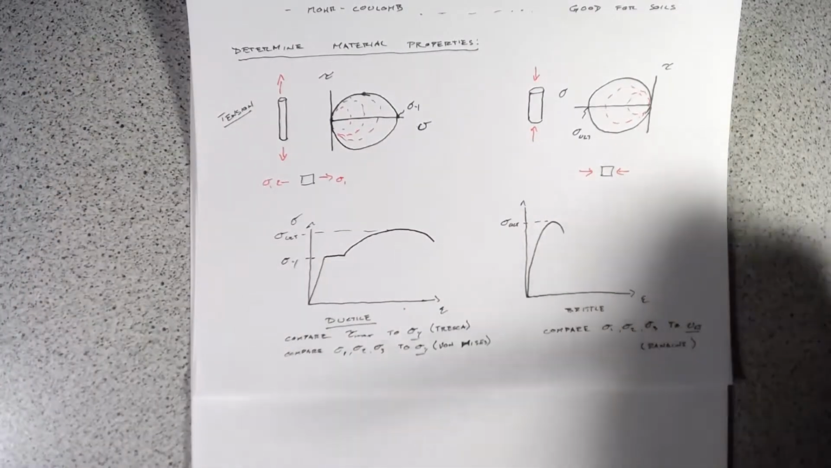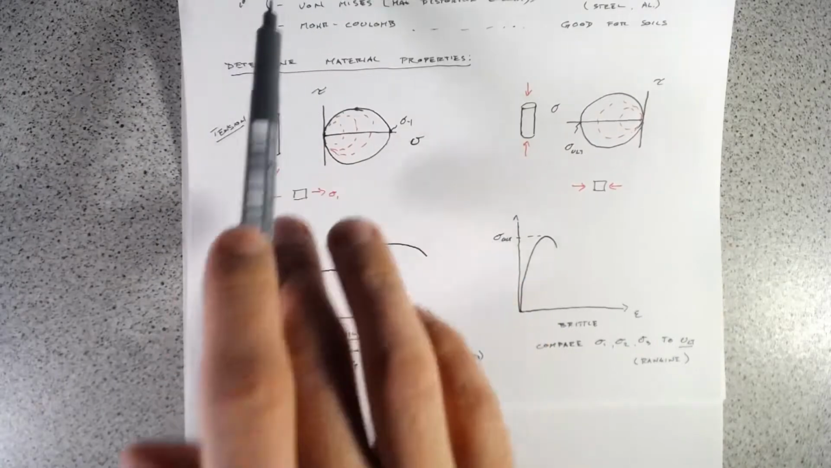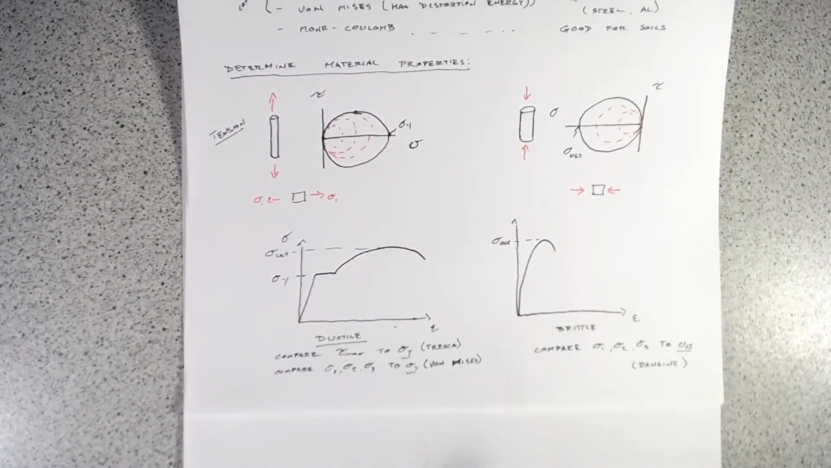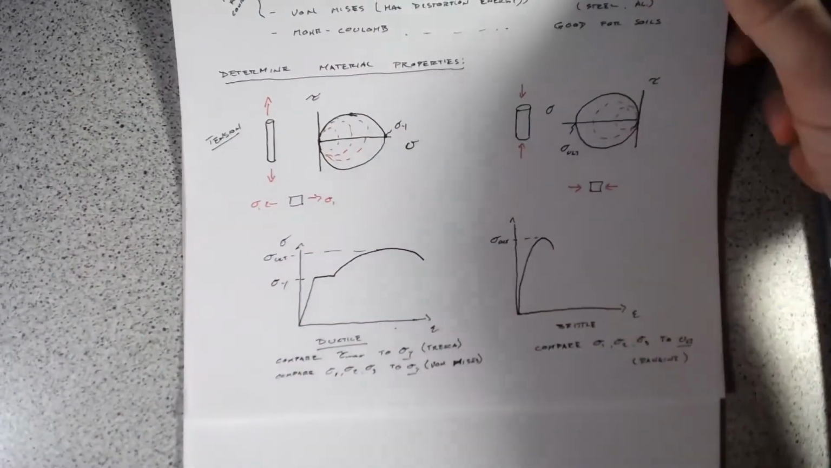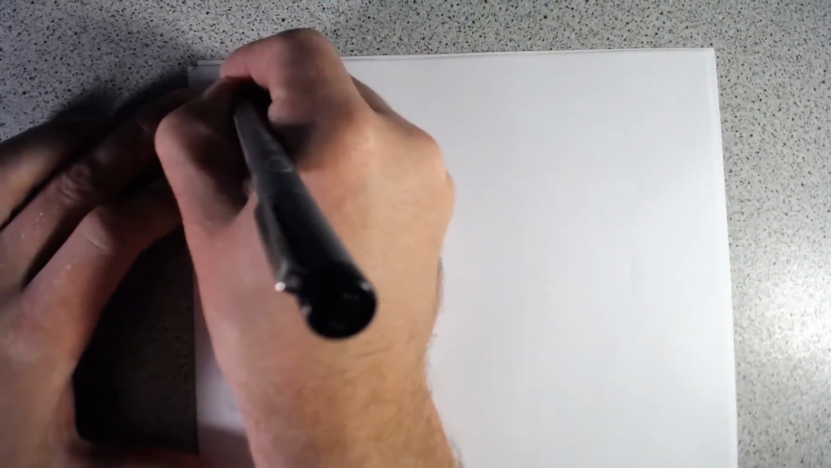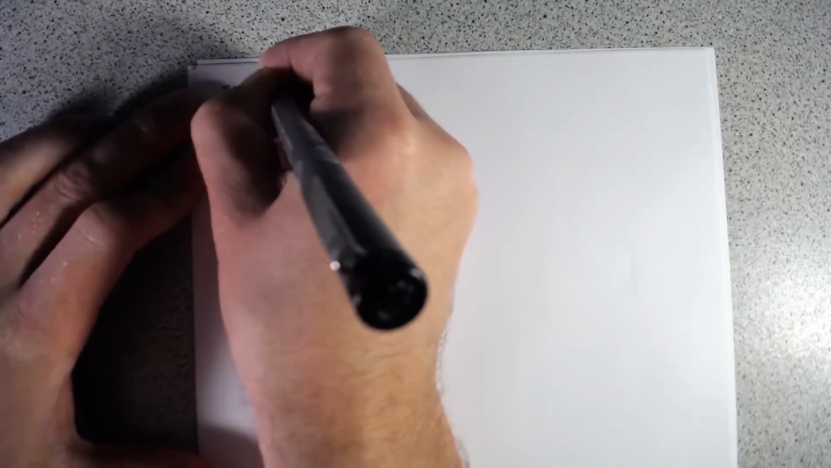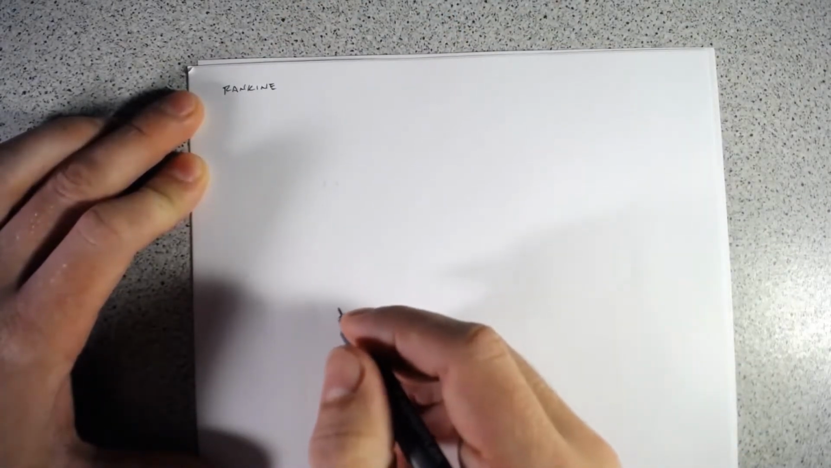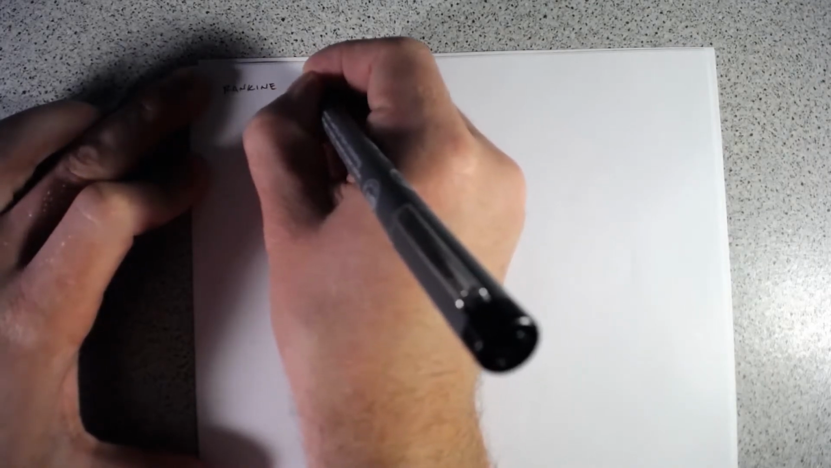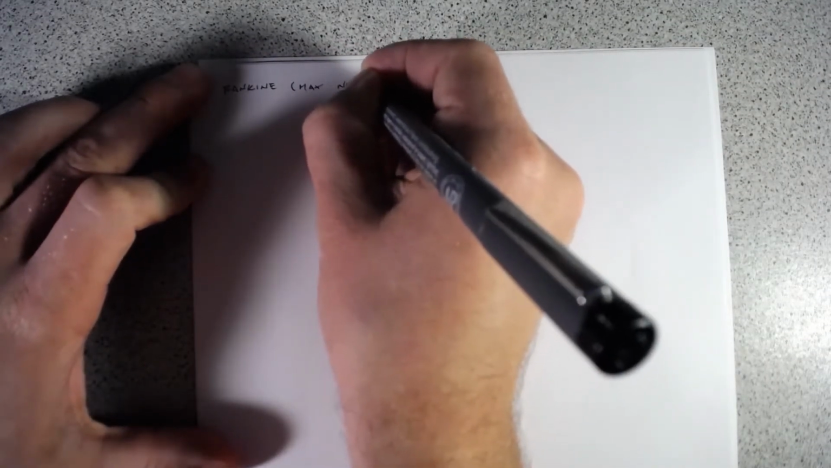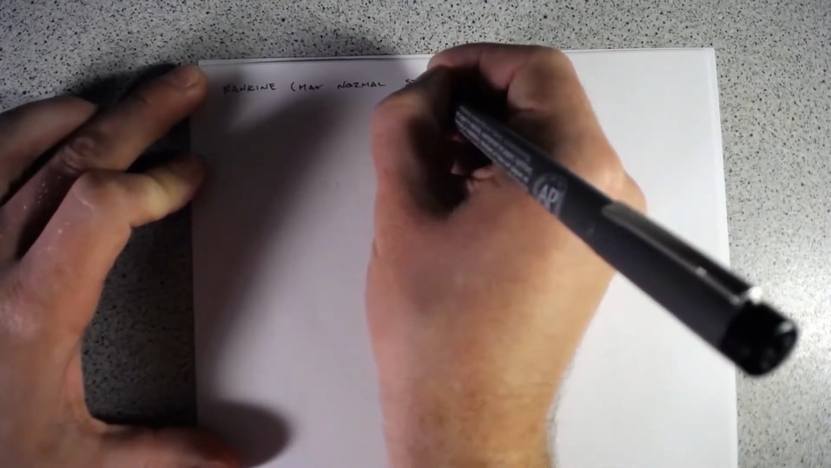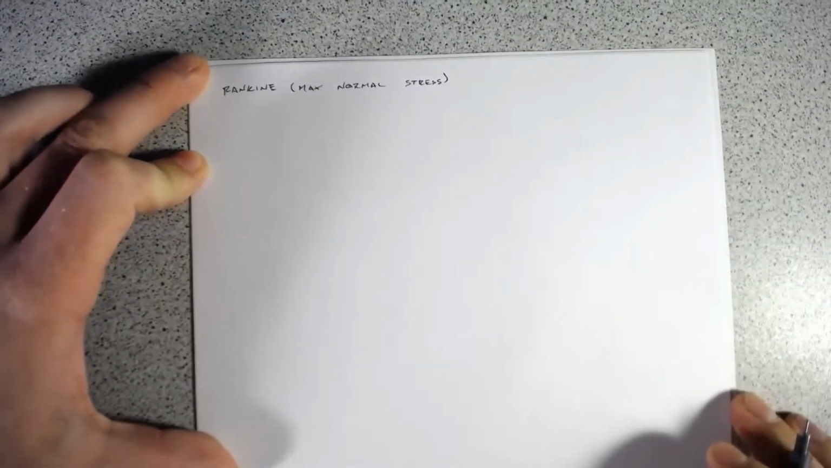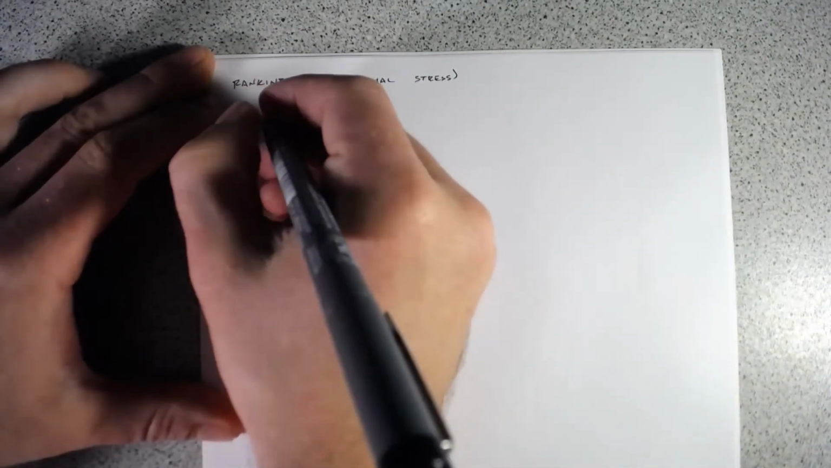So what we'll do is we'll just walk through Rankine, Tresca, and von Mises, and see how we use these in practice. If this is conceptually what's going on, how do we actually apply these? So we'll start with Rankine. And Rankine is also known as our max normal stress criterion. As I said before, these are really good for brittle materials.